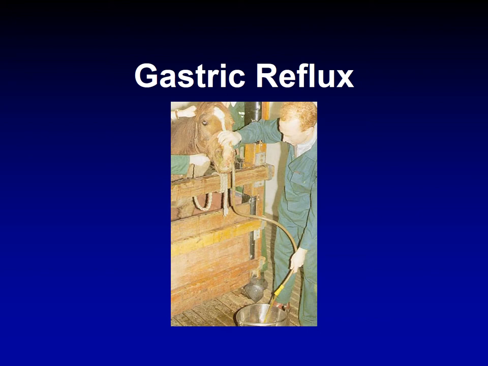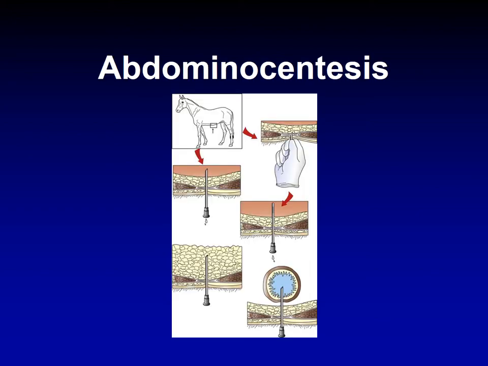After we do the gastric reflux, we have to do what we call abdominocentesis. We have to see what type of fluid is in the abdominal cavity. The landmark for collecting abdominal or peritoneal fluid is about 10 centimeters caudal to the xiphoid cartilage on the ventral midline. Now we have to clip the area and clean and prep it surgically with betadine three times alternately, and after that we put the needle in.